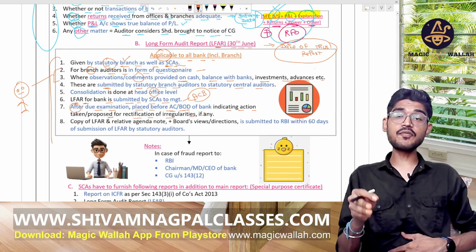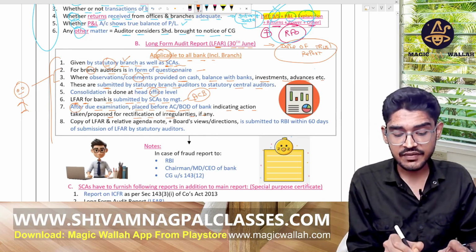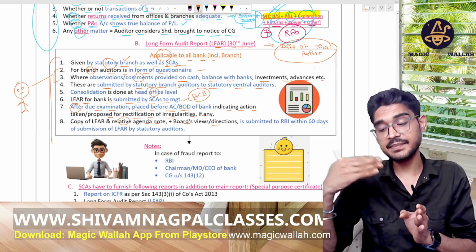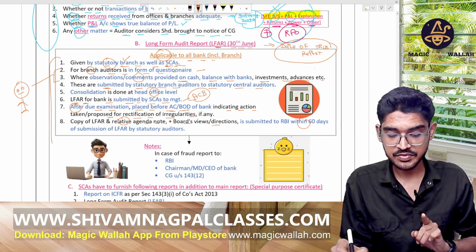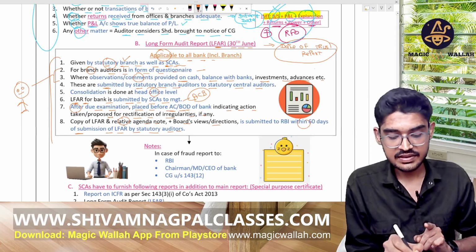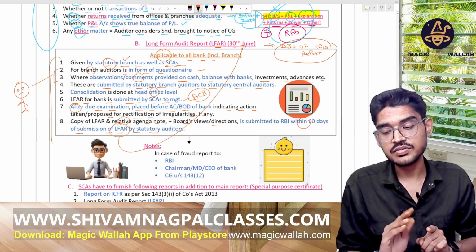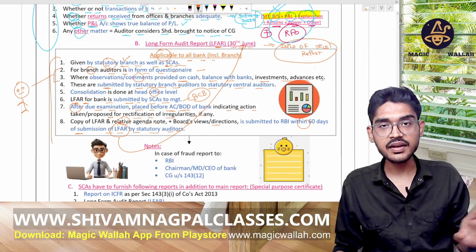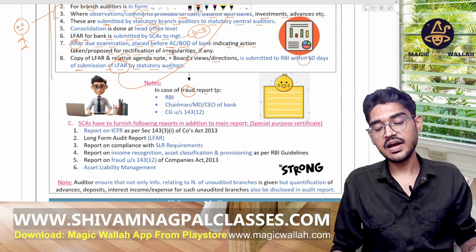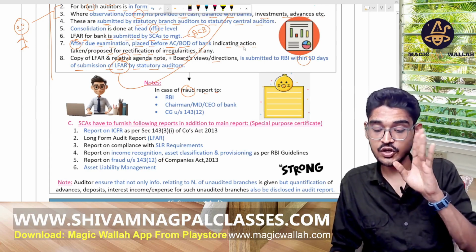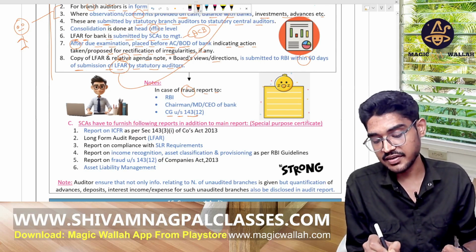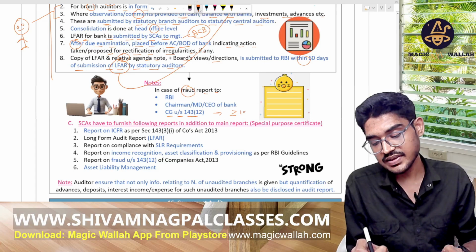Now, the copy of LFAR and relative agenda note, board's view, and directions is submitted to the RBI within 60 days of submission of the LFAR by statute. The date of LFAR is 30 June. Note, in case of fraud, report to RBI and report to the chairman, MD and CEO of the bank, or the CG reporting under 143(12), fraud more than 1 crore.